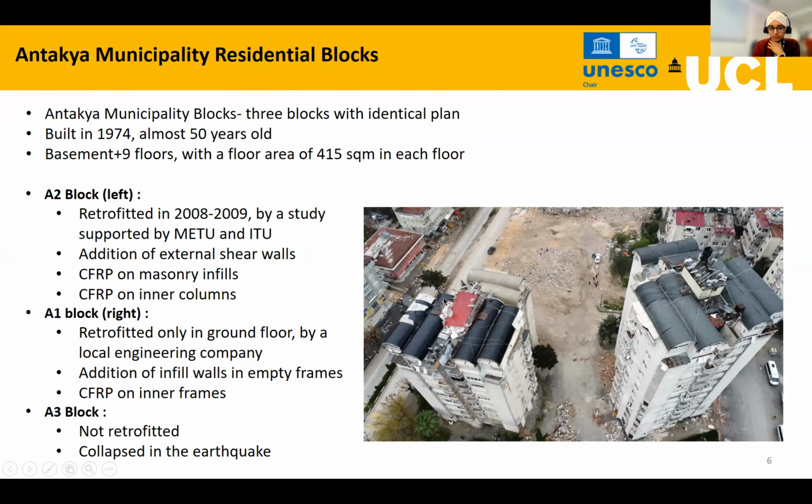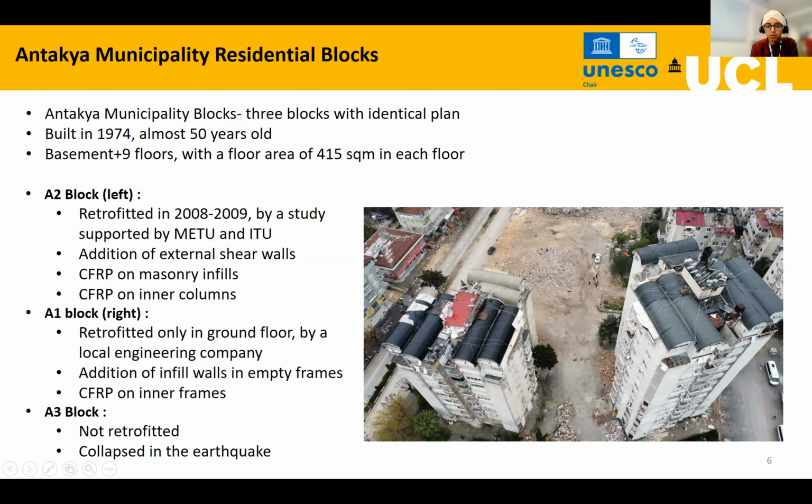Looking at this process, from the site, we were told that the residents in the other block, the A1 block, were also interested in strengthening their building. And this was partially retrofitted, only on the ground floor using only the CFRP technique. So this also survived the earthquake. However, it was subjected to much more severe damage than the A2 block. And the A3 block was nowhere to be seen by the time we visited the site in March 2023.